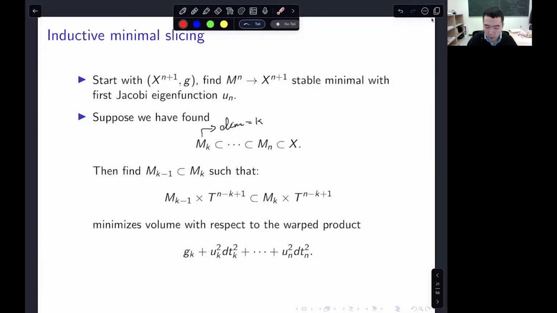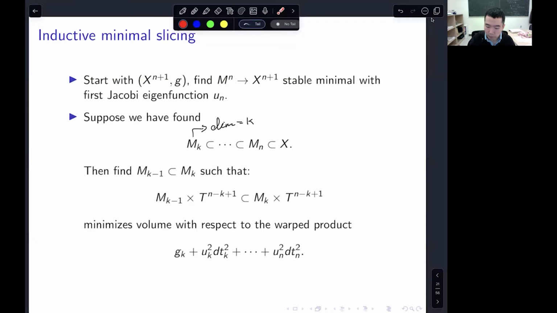Okay, then inside M_k cross all the remaining S1 factors coming from the previous slicings, we find a minimal hypersurface in this warped product, but invariant for the torus factor. So in other words, we minimize volume with respect to the warped product metric. The g_k is the induced metric on M_k, and then you warp it with all the previous Jacobi eigenfunctions. So these are all the previous Jacobi eigenfunctions as warping factors.